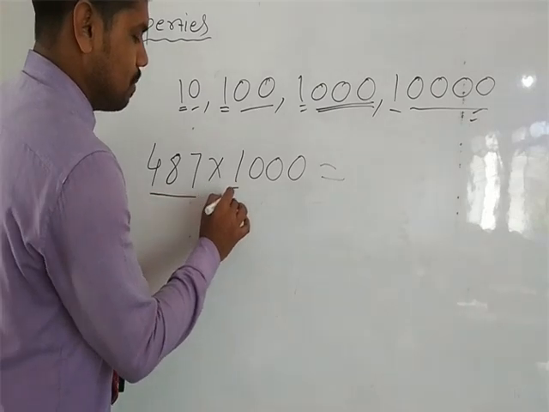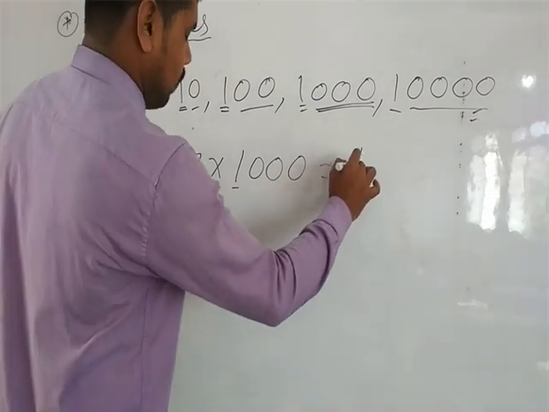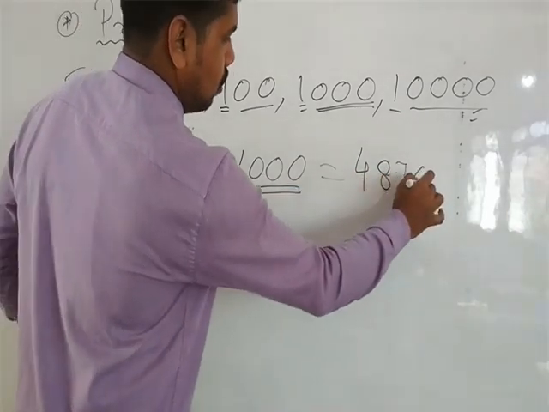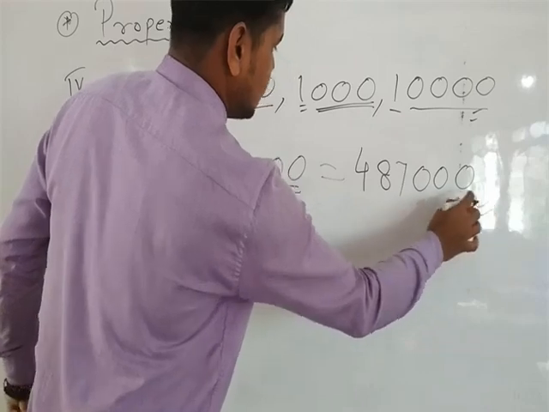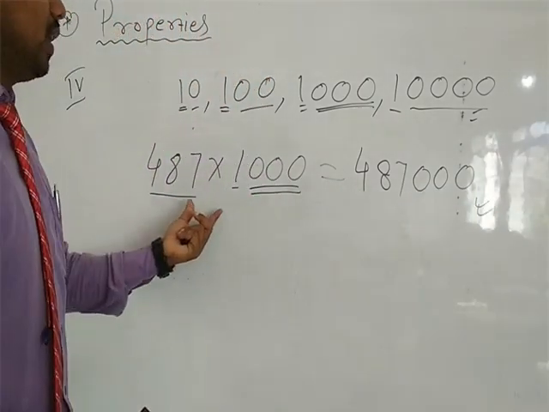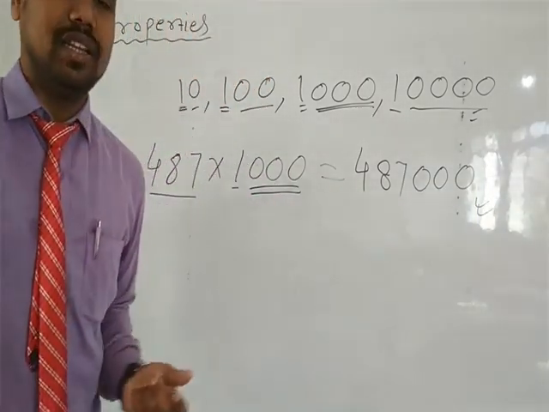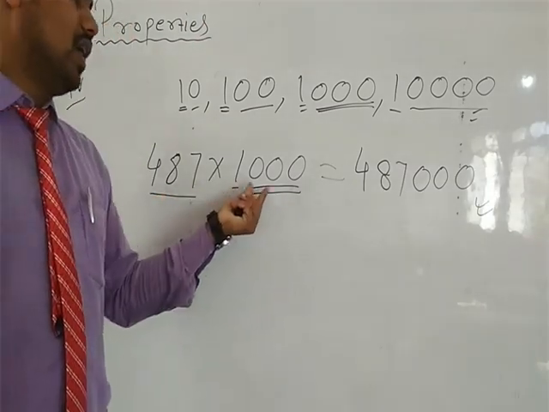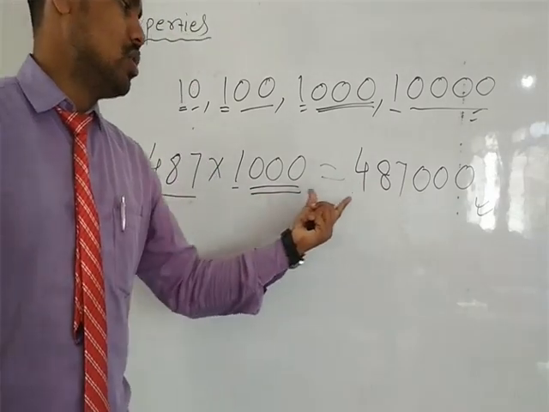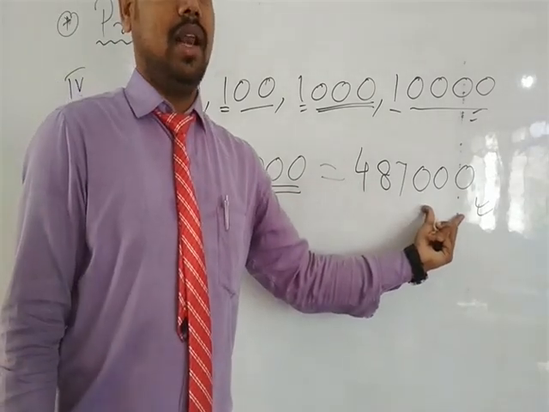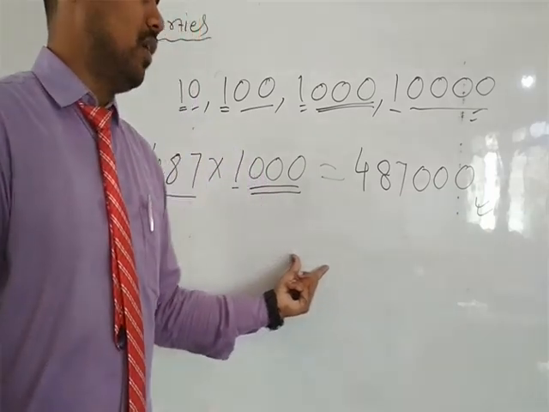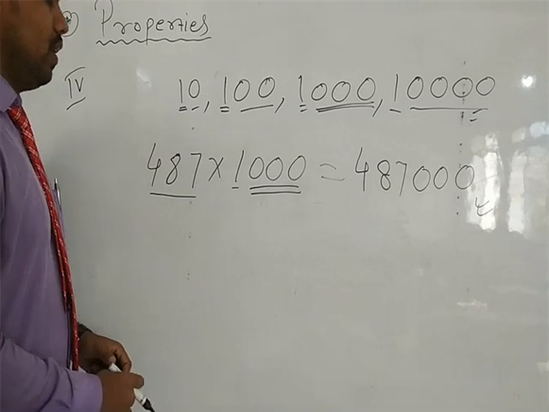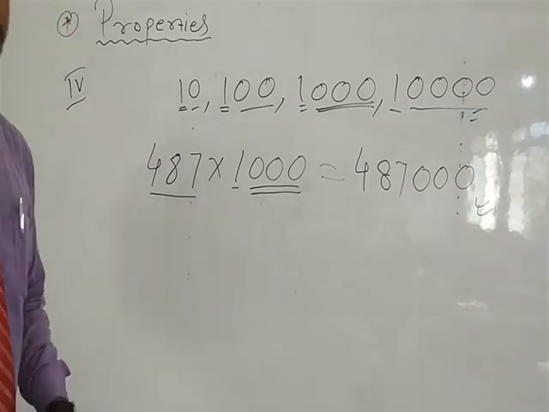So 487 and 000. This is how we can directly write the product of these two numbers: 487 and 000. Whenever we multiply this number with 1, it is the number itself, and then we give the 000 here. So this is the use of the property of multiplication. The same way you can do it for other numbers also.